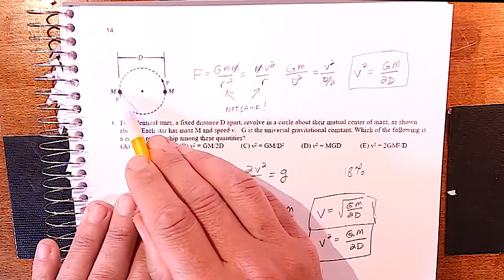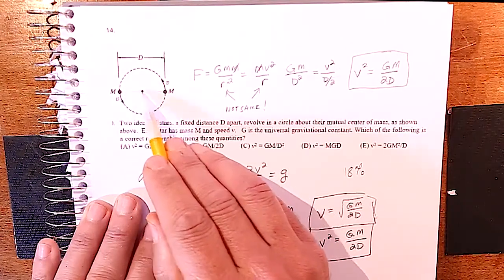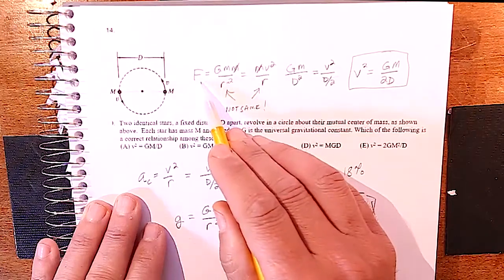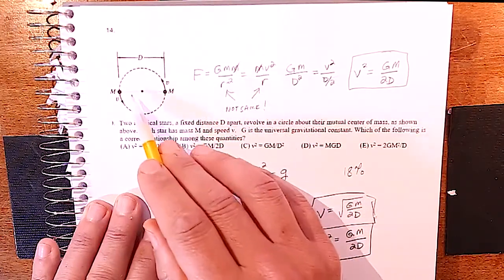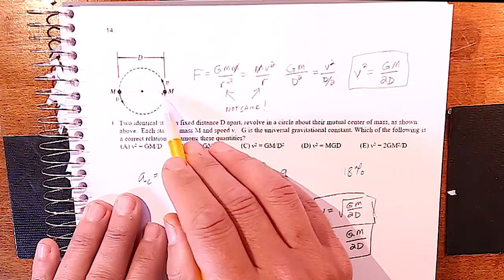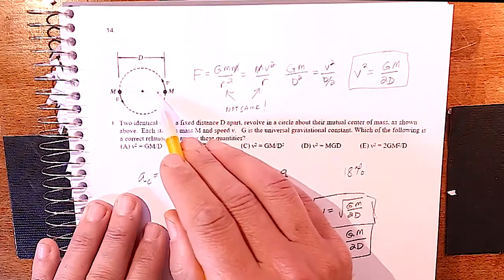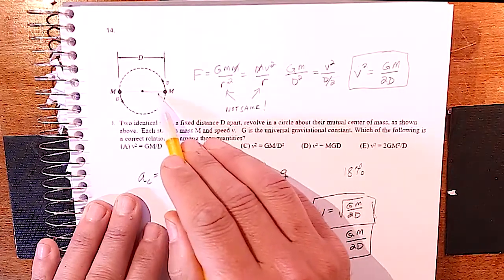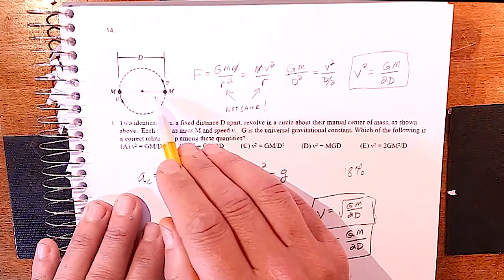The mistake that I made was that this distance right here, that's the distance that we use in F equals G m1 m2 over r squared. So we call that distance d. But then when we do the centripetal force, this distance right here is our radius. That's the point it's rotating around. So that's d over 2.